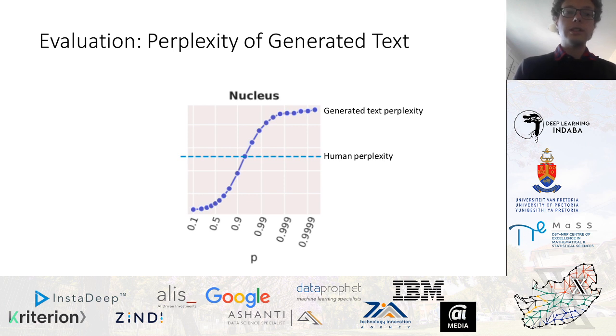Using nucleus sampling, it is possible to calibrate the value of p, so as to set it in a way that it is matching the perplexity of human text. And empirically we find that that produces the highest quality output.